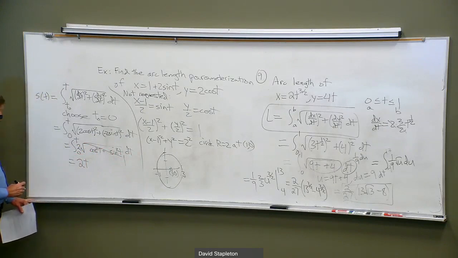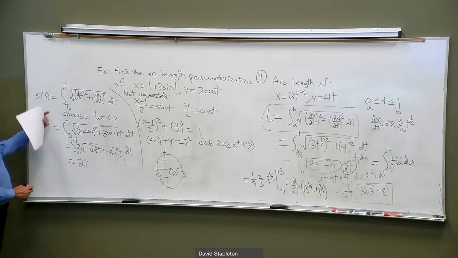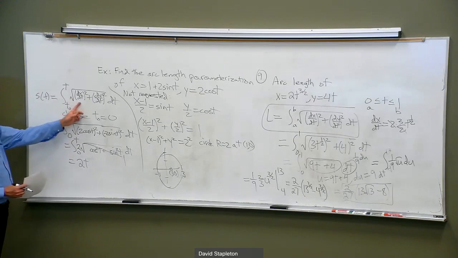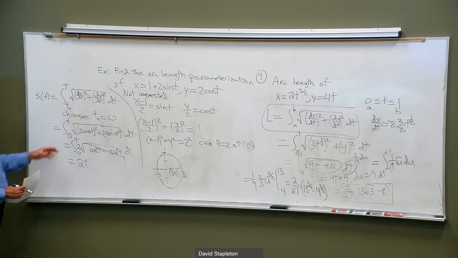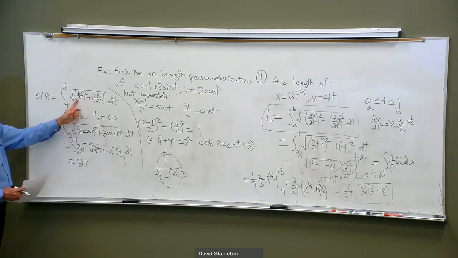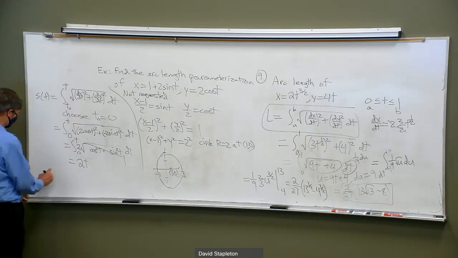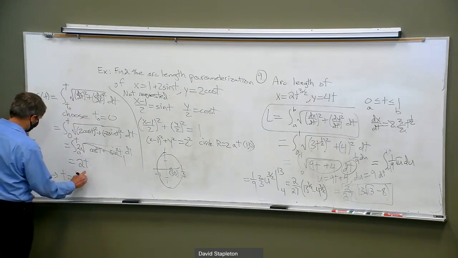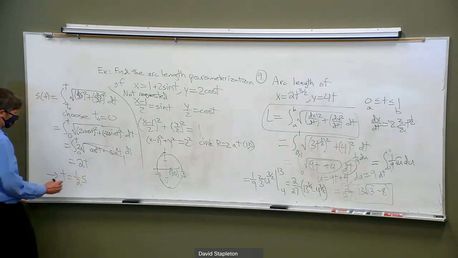Now, if s equals 2t, by the way, this arc length is always an increasing function as long as dx dt and dy dt are never both 0, as long as you never stop along the curve. So this will be an increasing function, and you can always invert this and write t as a function of s. So this implies that t equals 1/2 s, since s equals 2t.